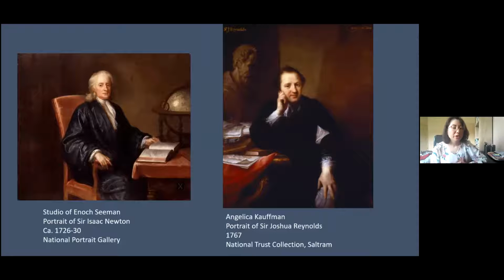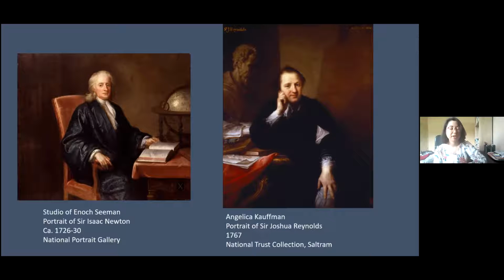So Martin was actually drawing on an established visual language of representing men of science or genius in portraiture. It was common to see men seated with books and papers as if they were at work. And so here's an example of his role model, Sir Isaac Newton, as well as a contemporary portrait of the artist Sir Joshua Reynolds. So in Reynolds' portrait, a bust of the artist Michelangelo is included, right?